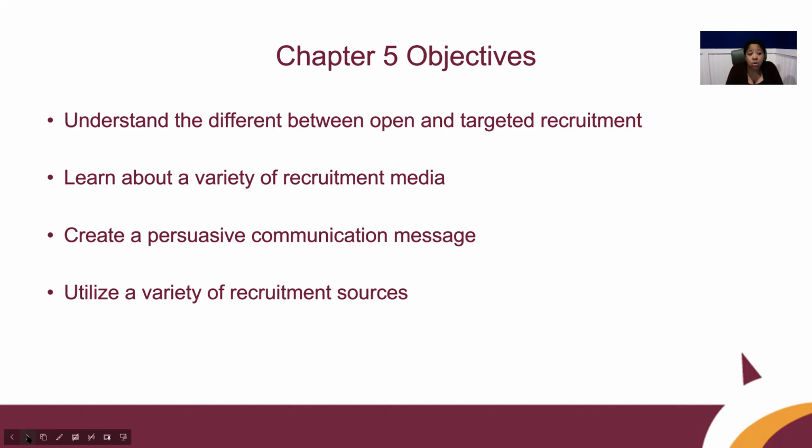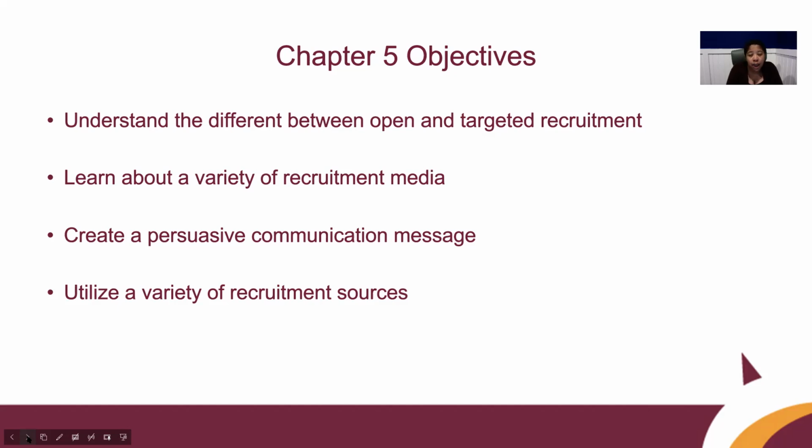This week's objectives also include creating a persuasive communication message. So as you're thinking about that recruitment media and how you are posting your positions, you want to be cognizant of the message that is being communicated to your audience. Who is your audience? Are you using the right message? Are you using those attractive wordings and colors and combinations so that individuals are drawn into your organization so that they want to learn more about what your organization is about, your values, your strategy, and your goals?